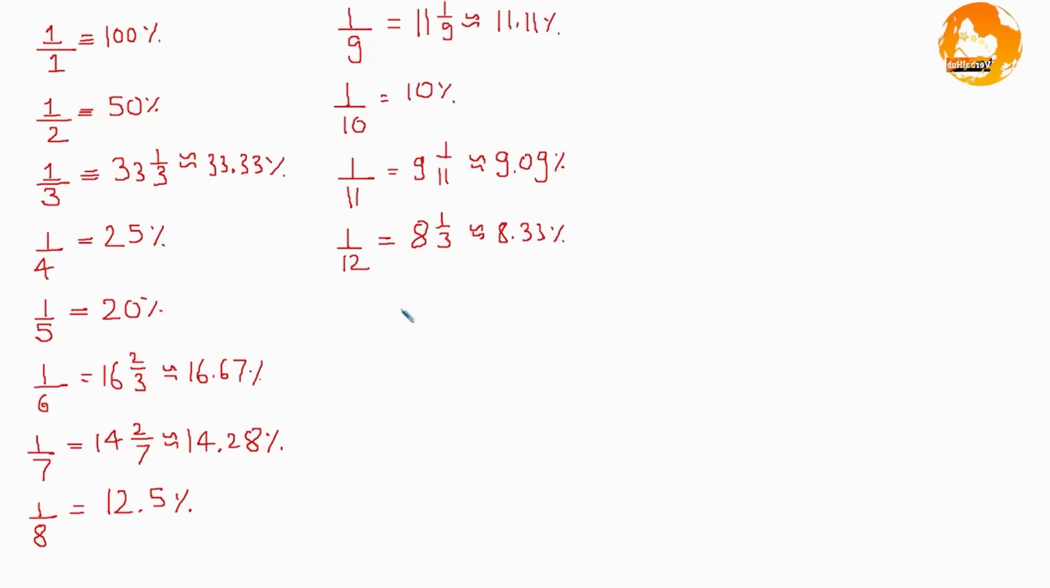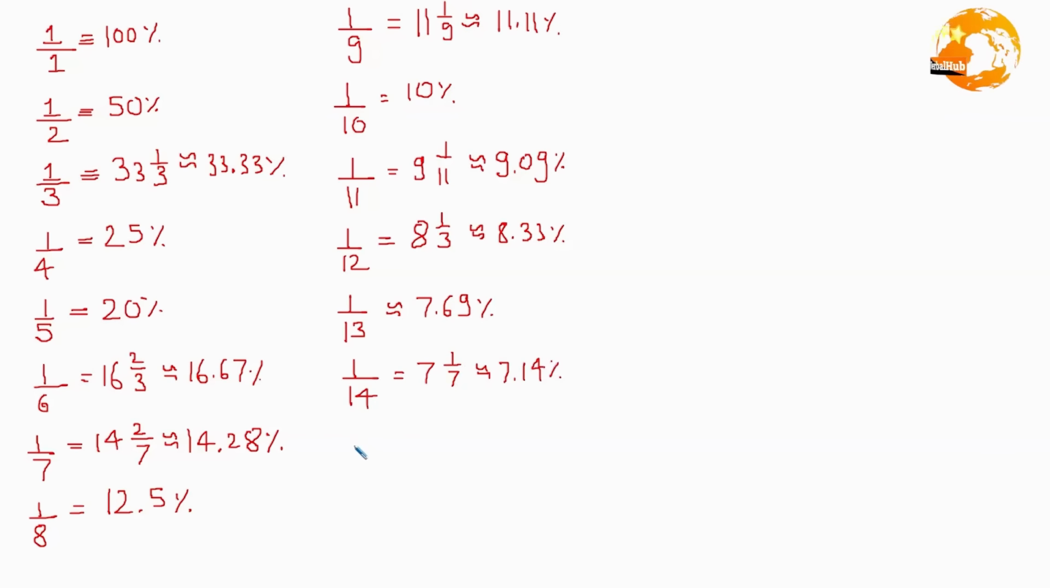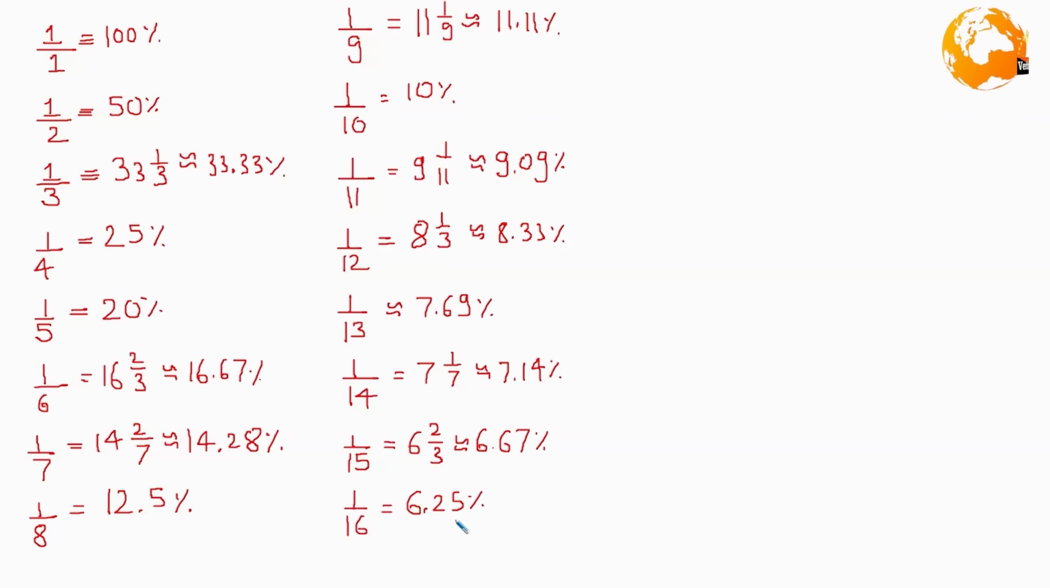Then comes 1 by 13. Again, it's a new number. It's roughly 7.69. 1 by 14th is again half of 1/7. So half of this would be 7.14, or 7 and 1/7. 1 by 15. Okay, so we can do this as 1/3 of 1/5. So 20%, 1/3 of that would be 6.67. So that is 6 and 2/3. 1 by 16 is 6.25, half of 1/8, half of 12.5. Right, I can keep on going with this, but let's say this is sufficient enough that if we learn this, then we can derive the percentage equivalent of a lot of other fractions, right?